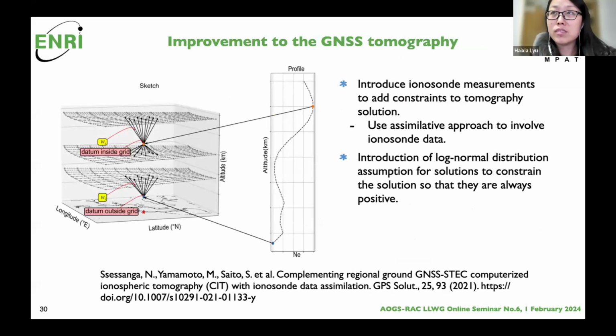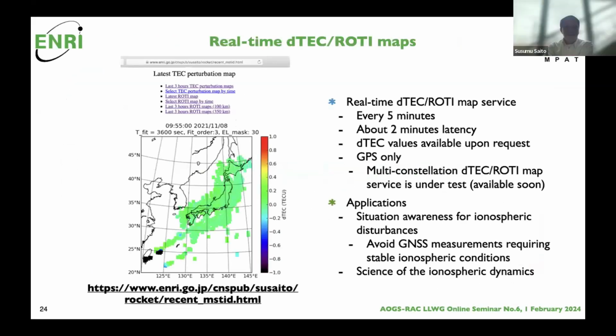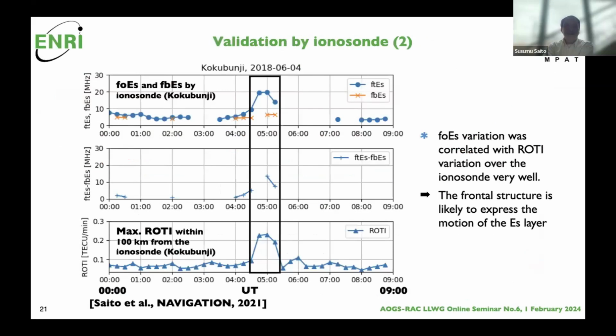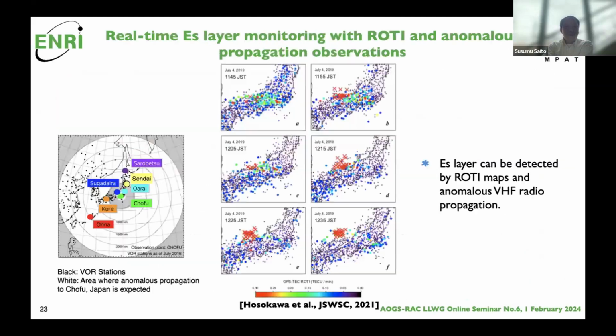And for the LOTI and Delta TEC map, it's almost done by myself only. But we have a few colleagues in universities, for example, doing this kind of anomalous radio propagation measurement. So we are collaborating with some universities outside my group.